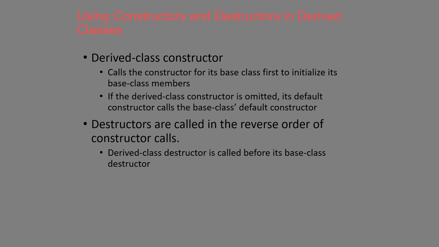Just to give you an example, we have a class A which has a one argument constructor, and we have a class B that has been derived from class A and it has no constructor in it.